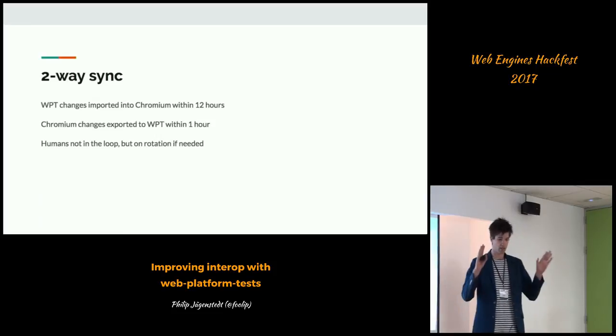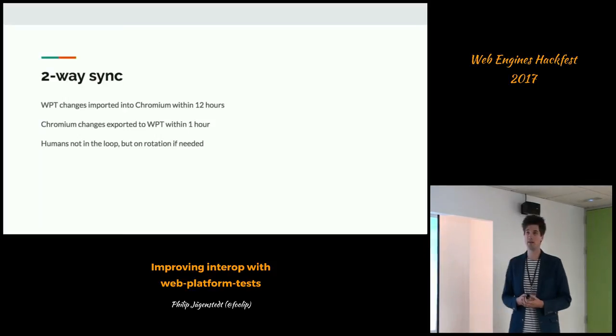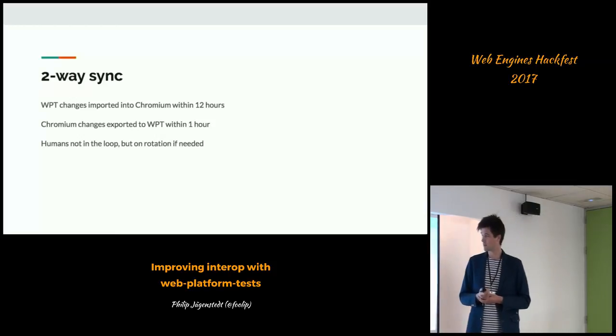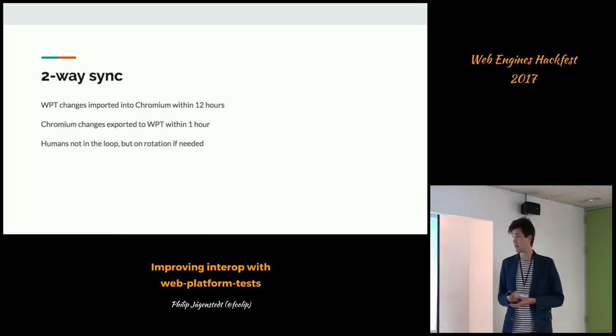So the basic story is just every commit in web platform tests gets copied over to Chromium and vice versa. That's pretty simple in principle. Of course, both Chromium and web platform tests have, or now they do, their continuous integration checks, so things can go wrong. But in any case, where we are now is that changes in WPT are imported into Chromium in 12 hours or so, and Chromium changes are exported in an hour.